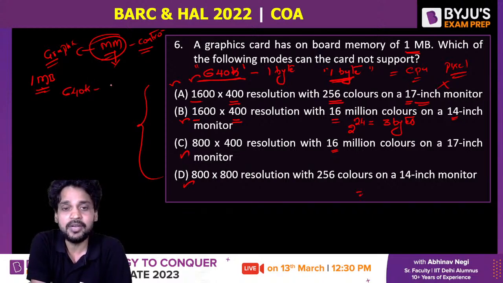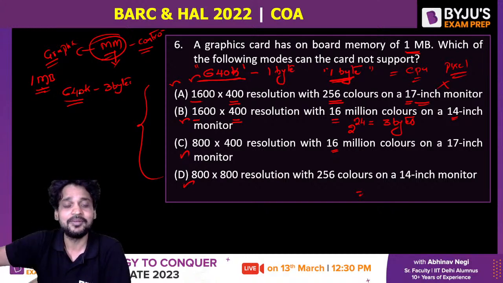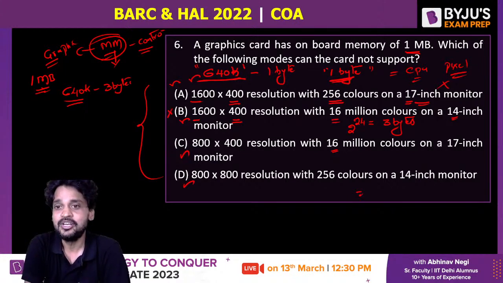640K, at each combination, I do require 3 bytes. So 3 bytes into 640K will cross well over 1 MB, so it doesn't support. Third one is 800 into 400 resolution with a 16 million color and a 17-inch monitor.